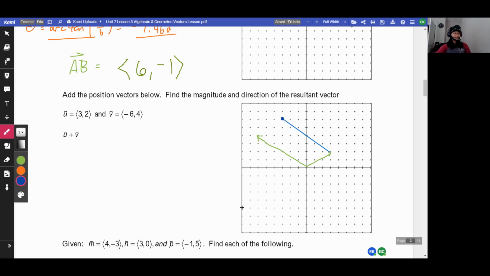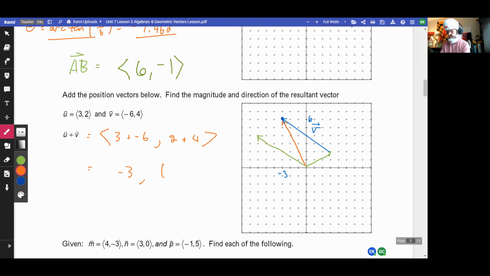Cool. Boom. Right? The resulting vector, which I will still use orange for, is that thing. That is u plus v. Do we get what you claim to be the sum of vectors? Just the sum of the components. Yeah, because this is -3, and that's 1, 2, 3, 4, 5, and 6. So 3 plus -6. So u plus v, let's see if this is true. 3 plus -6, comma 2 plus 4. That is -3, comma 6. And that is the orange vector, -3, 6.